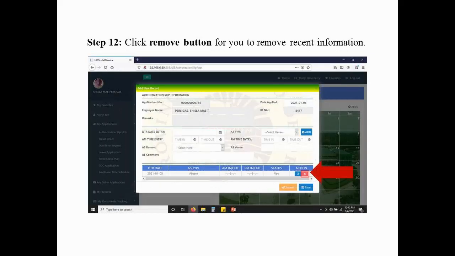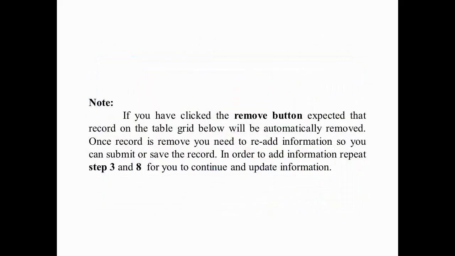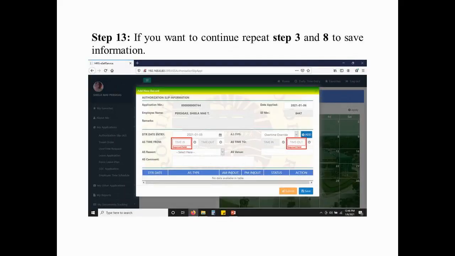Step 12. Click Remove button for you to remove recent information. Take note, if you have clicked the Remove button, expected that record on the table grid below will be automatically removed. Once record is removed, you need to re-add information so you can submit or save the record. In order to add information, repeat step 3 and 8 for you to continue and update information. Step 13. If you want to continue, repeat step 3 and 8 to save information.